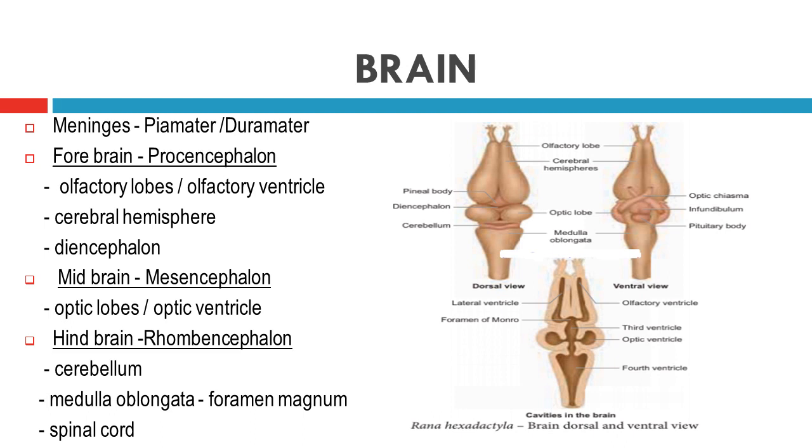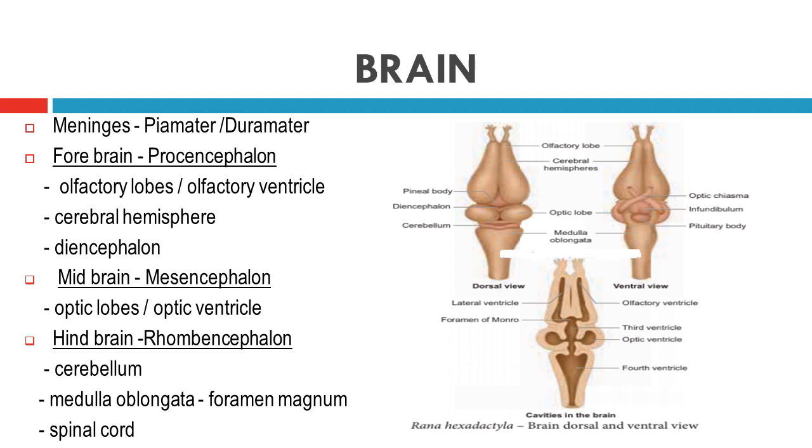And the brain is covered with two membranes. The membranes are actually meninges. There are two meninges, that is pia mater as well as dura mater. And the brain is divided into three divisions, that is forebrain, midbrain as well as hindbrain. The forebrain is otherwise known as prosencephalon, the midbrain is otherwise known as mesencephalon, and the hindbrain is otherwise known as rhombencephalon.